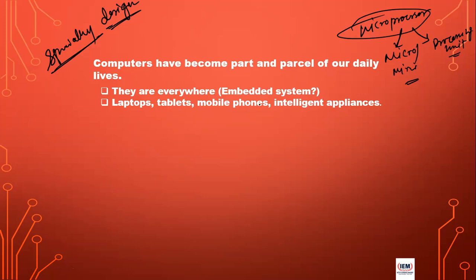Intelligent appliances means what, actually? Give me some example. Alexa, a lot of things are there. Please tell me, anything? Traffic light, actually. Street light, maybe, but traffic light control via PLC. Do you know what PLC means?